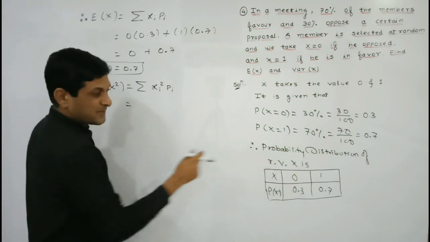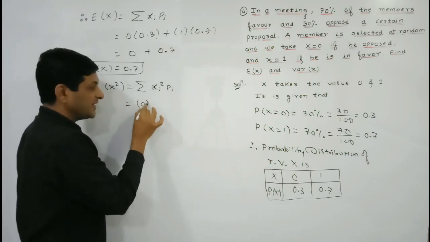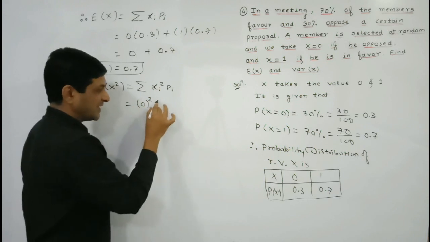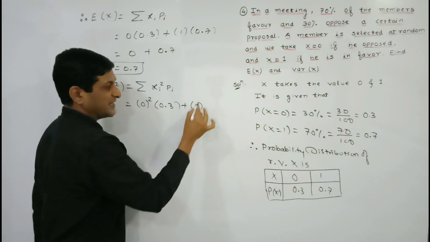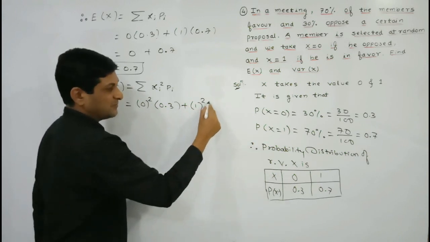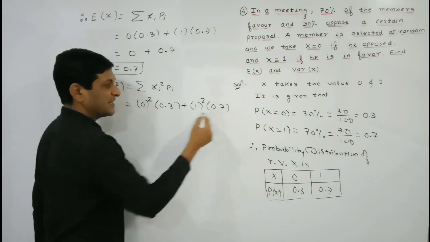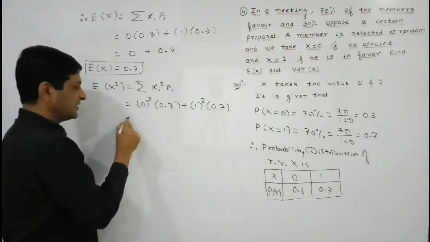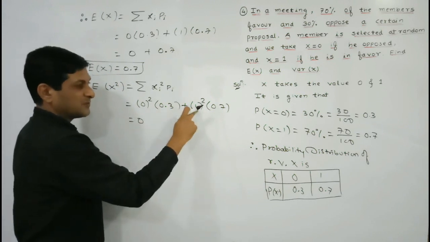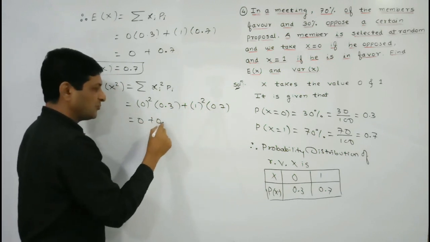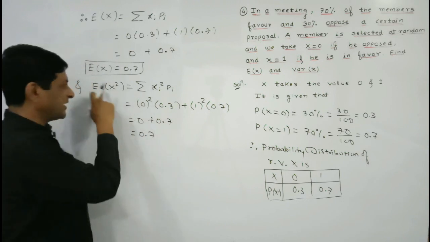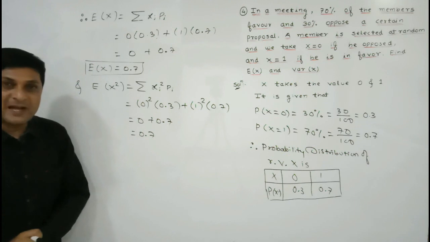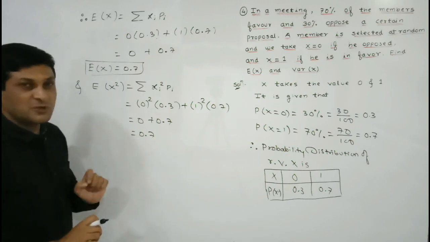So two values of random variable are there. First take square of random variable, means 0 square into its probability 0.3 plus 1 square, second value of random variable, 1 square into 0.7. So 0 square is 0 into any number is 0, square of 1 is 1 into 0.7 is 0.7. So 0 plus 0.7 will be equal to 0.7. In this way we have got the value of E of x square is equal to 0.7.